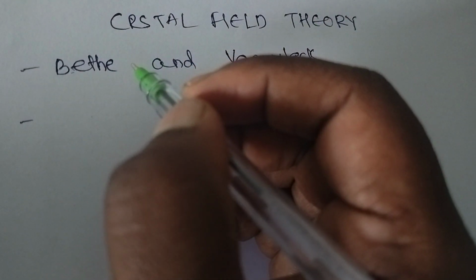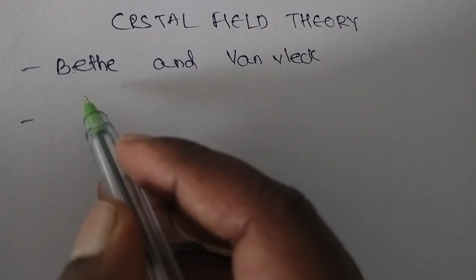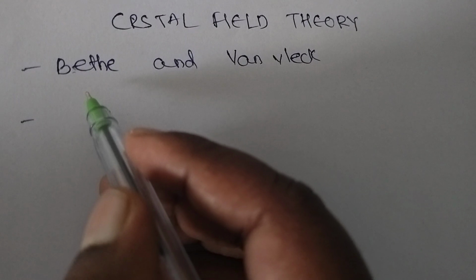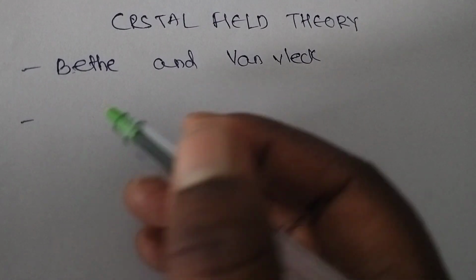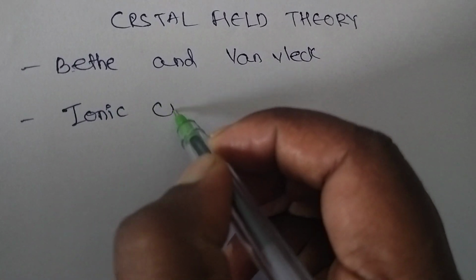This theory was first given by two scientists, Bethe and Van Vleck. Bethe and Van Vleck are the two scientists who gave crystal field theory, and it mainly applies to ionic crystals.